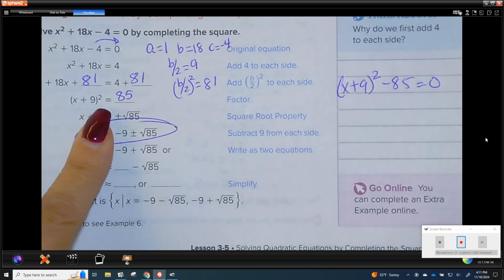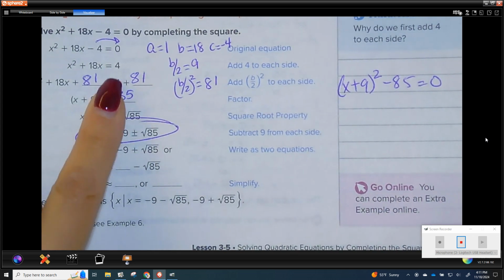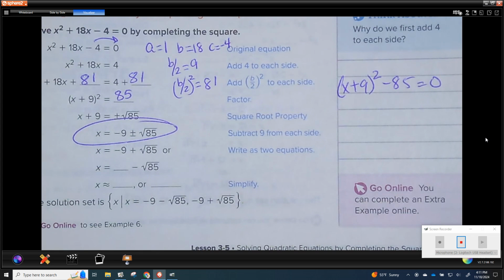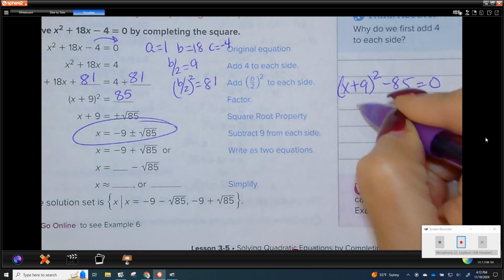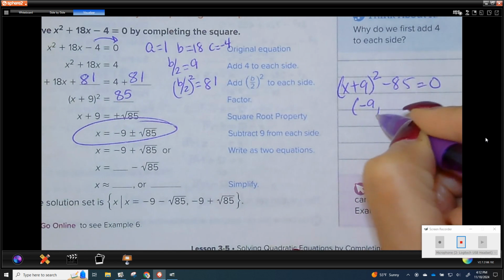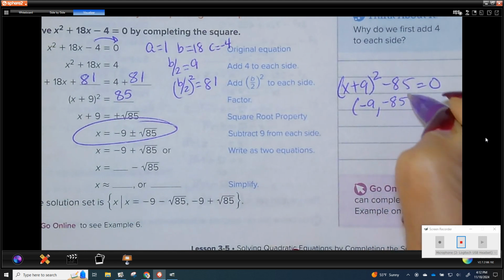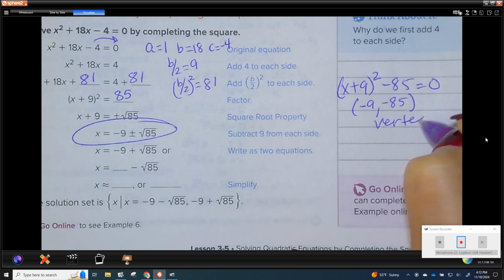You could do that. You could also go from there, and I'll show you another way later. You still have to work with the 81, but there's vertex form. So my vertex, since that's a positive, is negative 9. This stays as it is. There's my vertex. Okay.